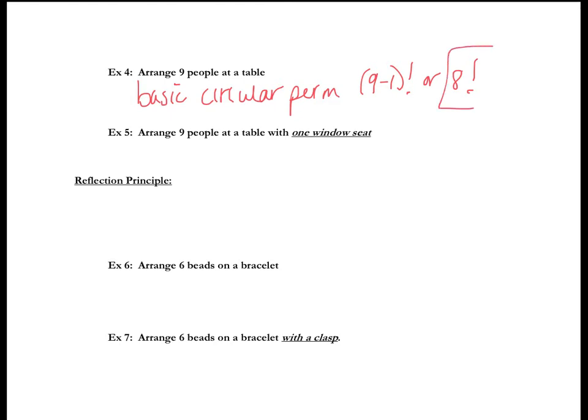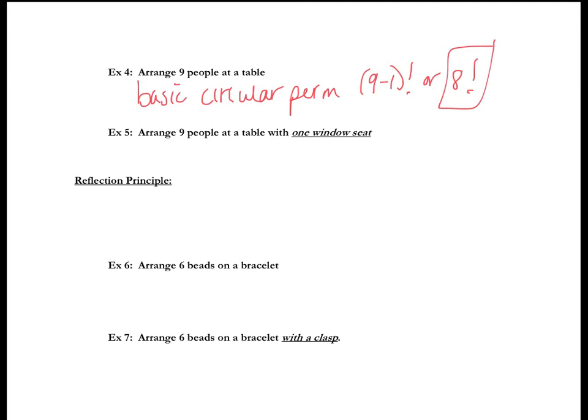In the first example, I want to arrange 9 people at a table. This right here is your basic circular permutation. In a case like this, we would do 9 minus 1 factorial, or 8 factorial. For the purpose of today's lesson, we're just going to leave all of our answers in factorials so that we can focus more on the setup of all the problems.